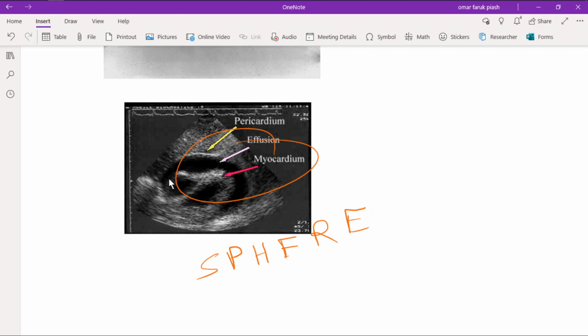Inshallah, if you go through this lecture, you can easily remember all the histology and all the paraneoplastic syndromes of lung cancer, and it will be very helpful for you. Inshallah.